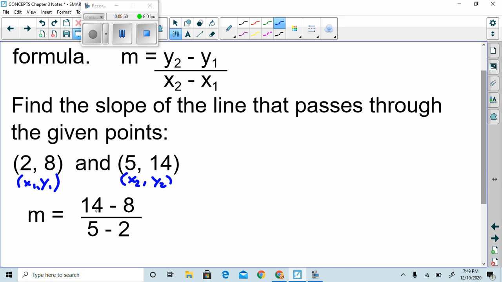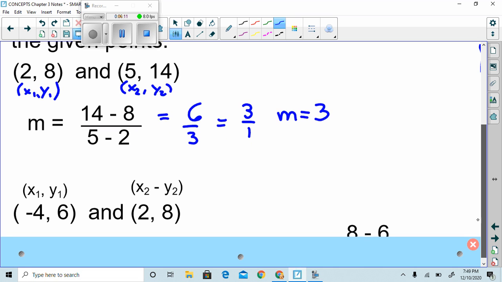Y2 is 14, y1 is 8. Find the difference, 6. 5 is my x2, 2 is my x1. 5 minus 2 is 3. Simplify, it's a 3 to 1 ratio, so my slope here is a positive 3. Let's take a second example.